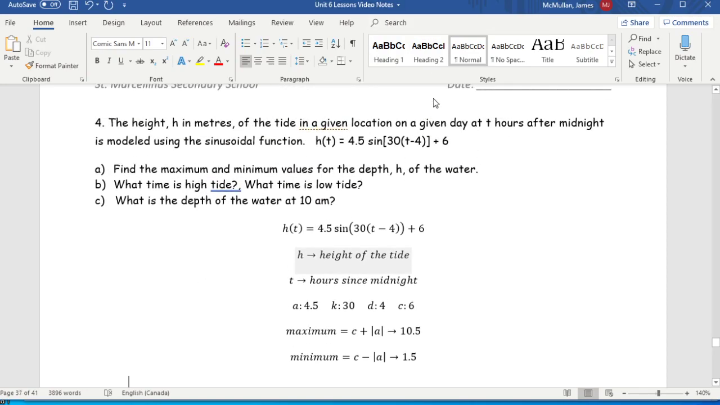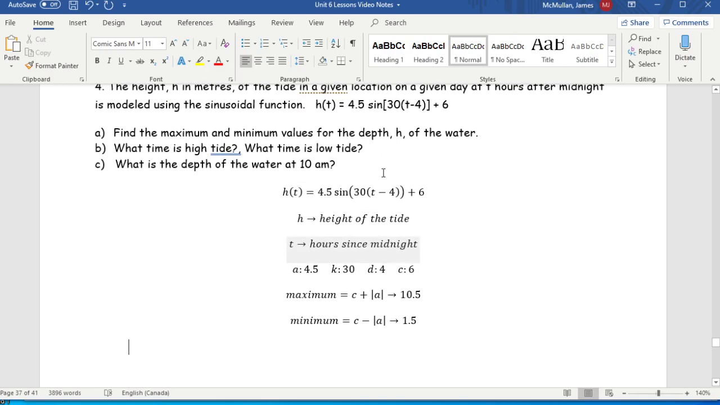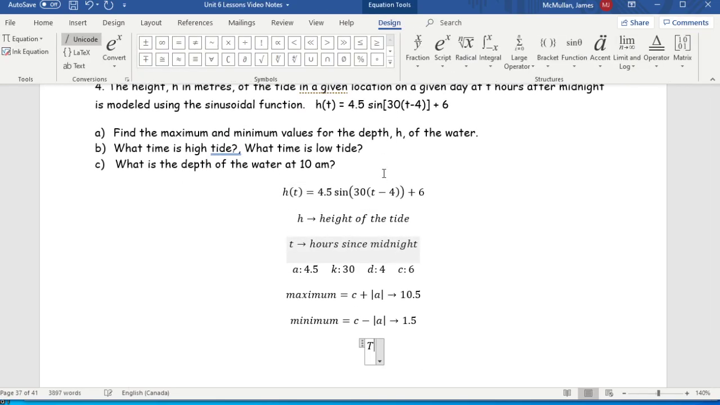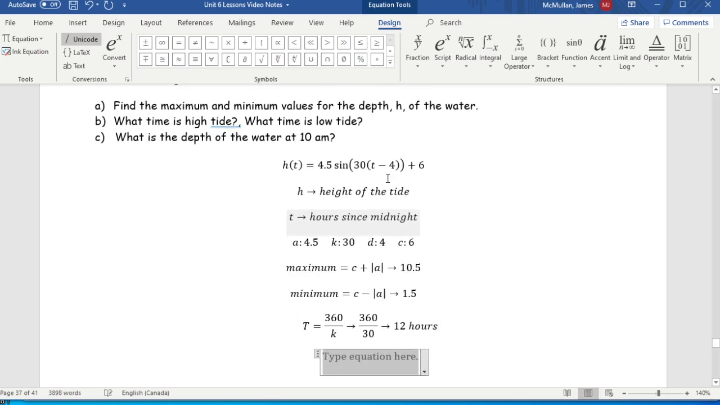You don't have to do it this way. You could reason this out. You could find the period. Sorry. Let's just do it this way quickly. So, okay, the period, right? The period we know is 360 over k, which in our case is 360 over 30, which is 12. That makes sense for a tides question because it takes 12 hours for the tide to repeat, right? So 12 hours is the period.